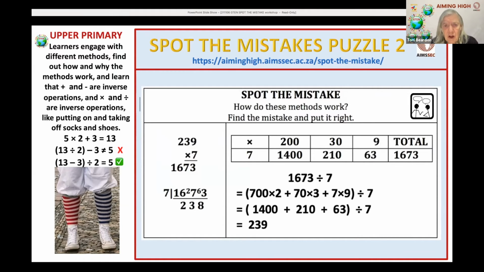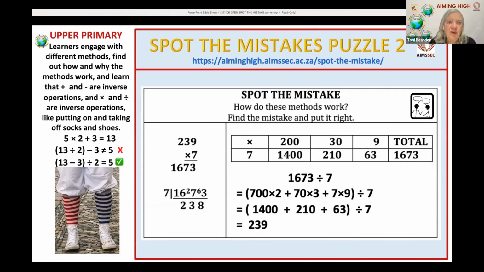And they start off all very well, and they get 230 something, but then they divide 63 by 7, and I think it's their knowledge of their multiplication facts that lets them down there.